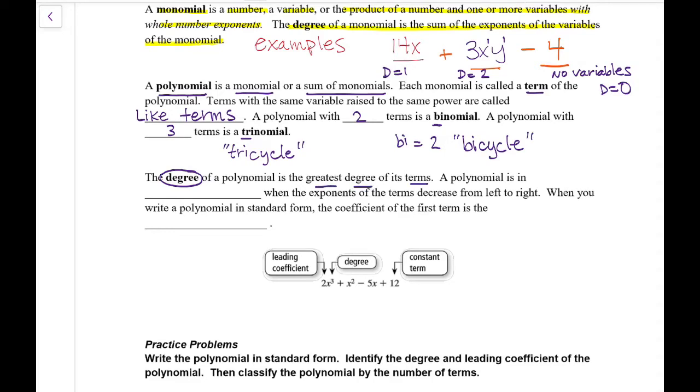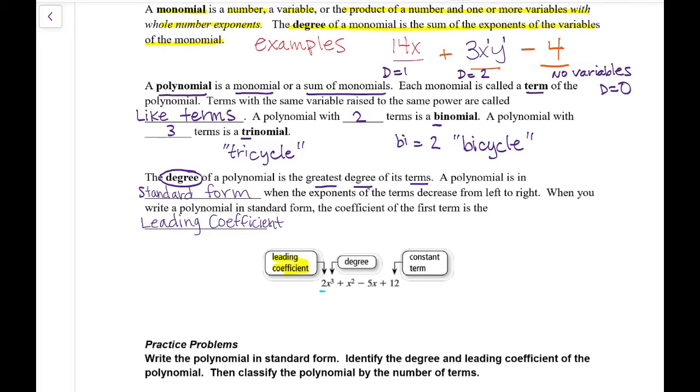A polynomial is in standard form when the exponents of the terms decrease from left to right. You always want to put the highest power first, and as you go down, they go on the right. So left to right, the left is the highest, the right is the lowest. The number in front of the first term is going to be considered the leading coefficient. So in this example, the leading coefficient is a 2.